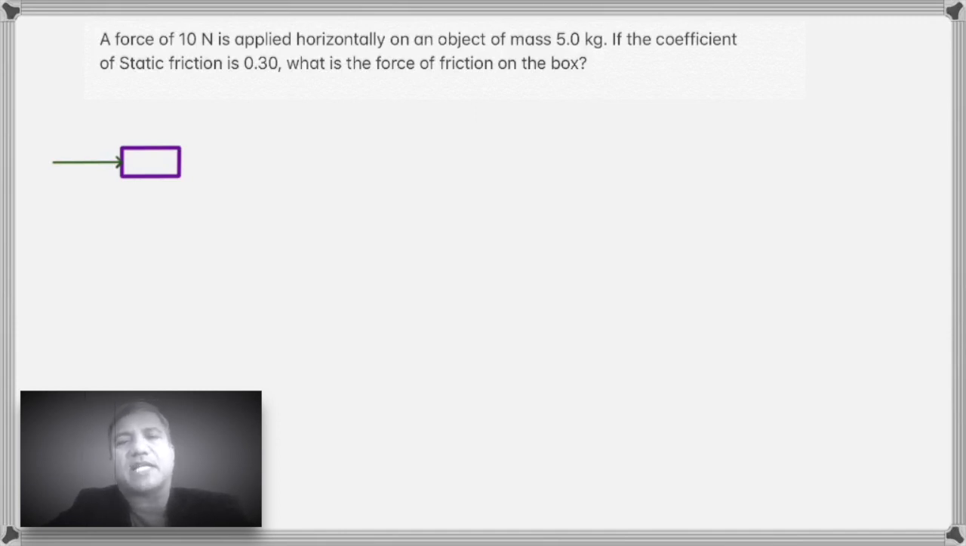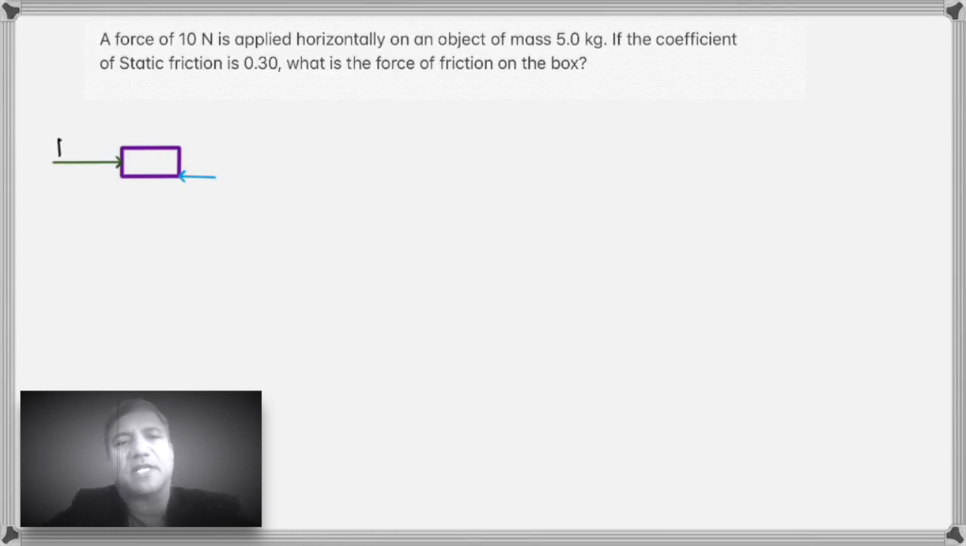If the coefficient of static friction is 0.30, what is the force of friction on the box? So there is a force of 10 Newton that's being applied, as the diagram shows, and friction is always opposite to the motion or to the intended direction of motion. So we have friction acting in the opposite direction, and the mass of the object is given as 5 kilogram. Now we got to find the force of friction. There's only one formula for force of friction.